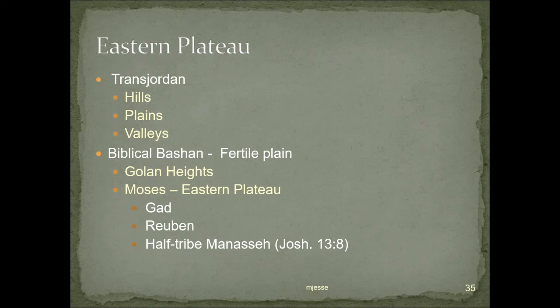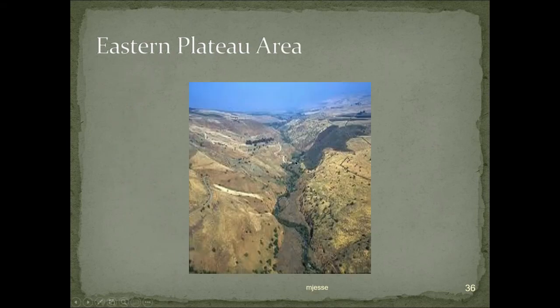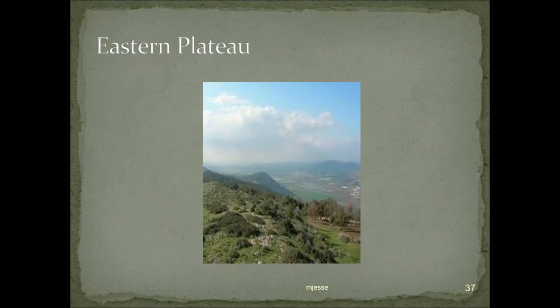Moses gave the Eastern Plateau to the tribes of Gad, Reuben, and the half-tribe of Manasseh. Again, we see that reiterated in the book of Joshua, chapter 13, verse 8. So here you have some images of the Eastern Plateau area. Again, it's rather hilly, but it's got valleys and it's lush.